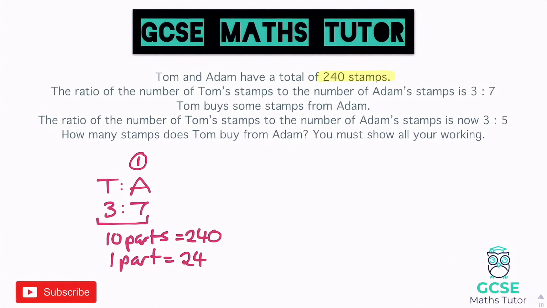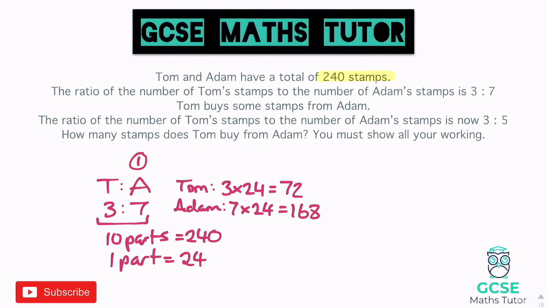So if we actually multiply both these numbers, look, Tom and Adam, Tom gets 3 times the 24, and Adam has 7 times the 24. So if we work both of those out, 3 times 24 is 72, and Adam has 7 times the 24, which comes out as 168. There we go. So that's how many stamps they start with, but we've now got scenario number 2, or the second part of this scenario, where Tom and Adam now have stamps in a different ratio. So now it's in the ratio 3 to 5.